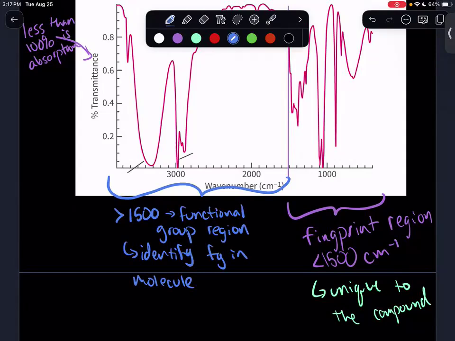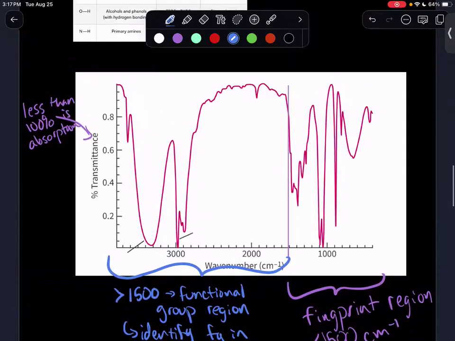So that's what we're really going to use our data booklet for. You're never really going to look at anything less than 1500. This is basically the only thing we're focusing on. So let's go ahead and try and identify the functional groups present here.